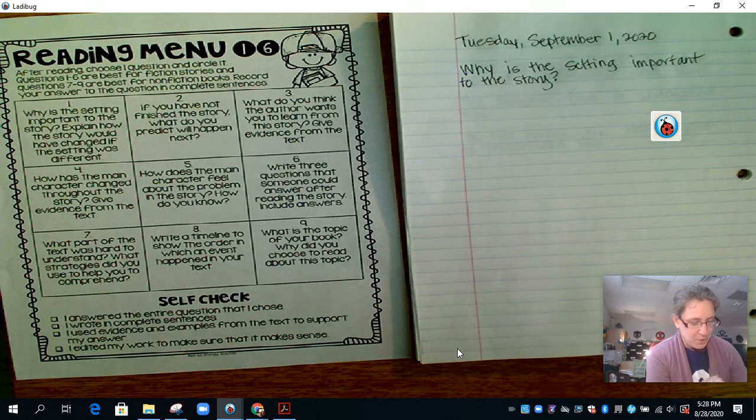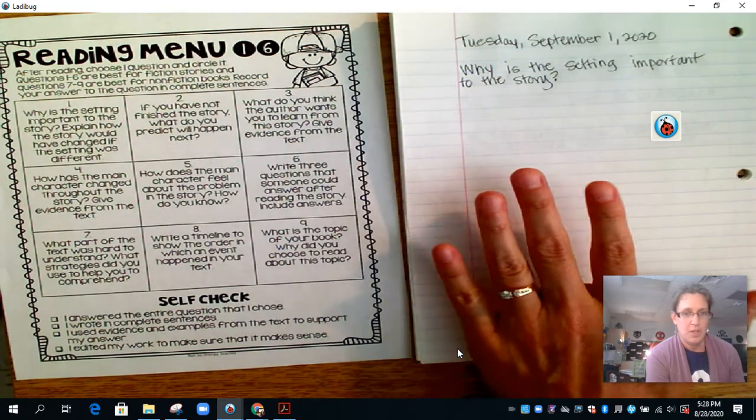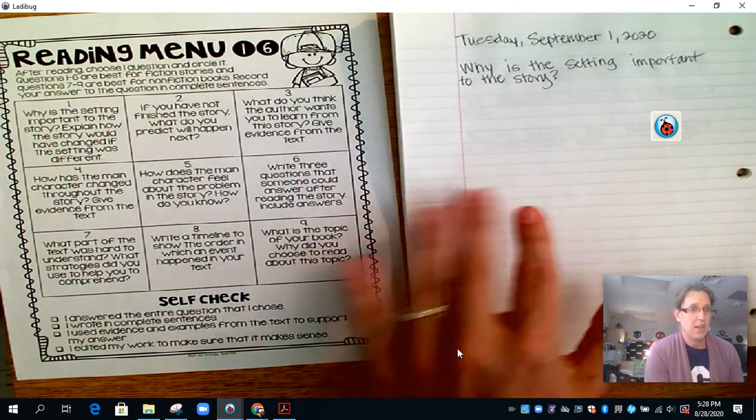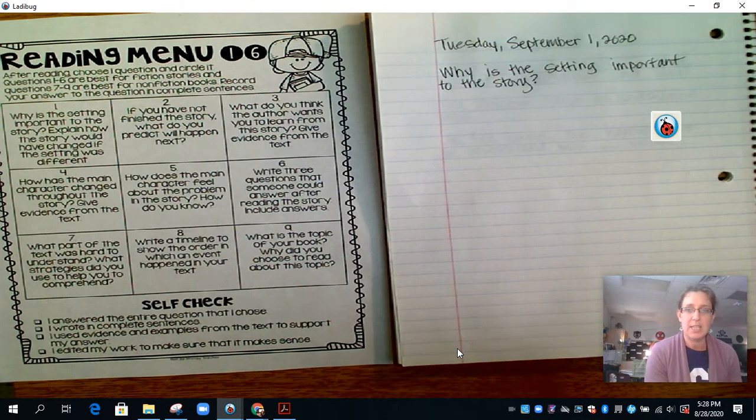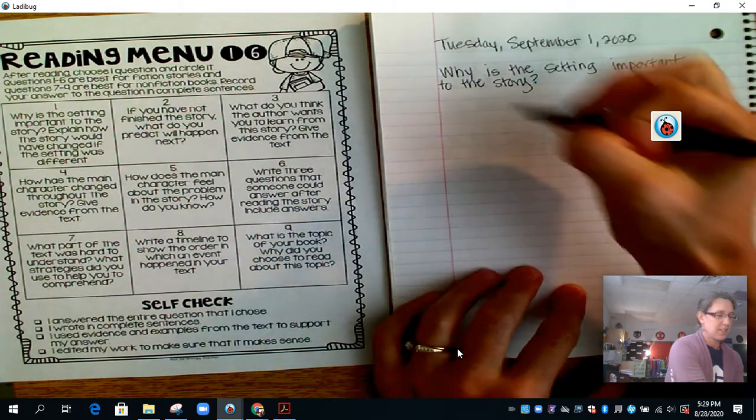So then after you've read that book and listened to that story, I want you to come back to your journal entry, and then we have to start our response. Now remember, my biggest thing is putting part of that question in your response. So the question asks, why is the setting important to the story? So I'm going to turn that around, put it right into my response.